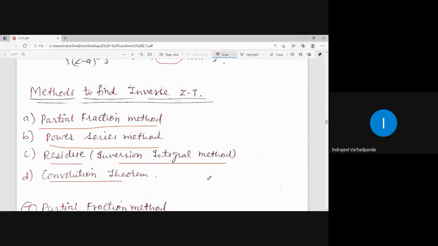And the last one we will be discussing is called the convolution theorem. Convolution theorem and partial fraction method are very peculiar methods for calculation of the inverse. By default we have one more method, which is the use of properties of Z transform. Obviously, in some way or other we will be using the statements of the properties learned for the Z transform in the reverse manner, right? So the methods to find the inverse are partial fraction, power series, residue, inversion integral, and convolution theorem.